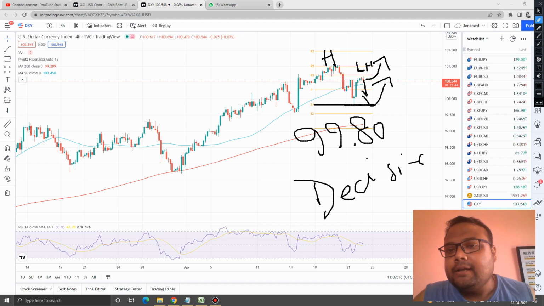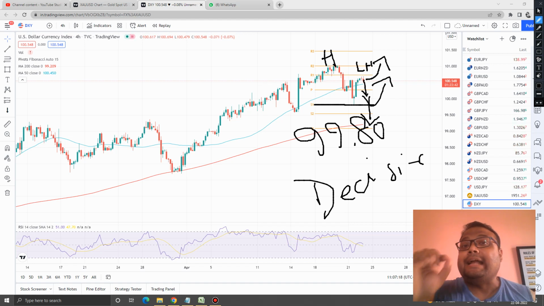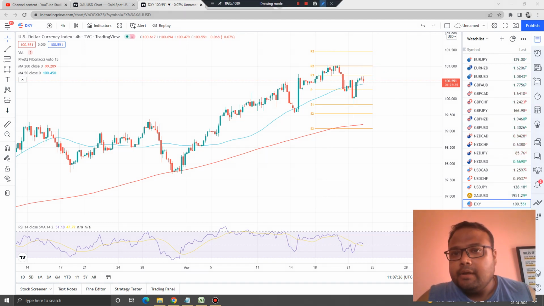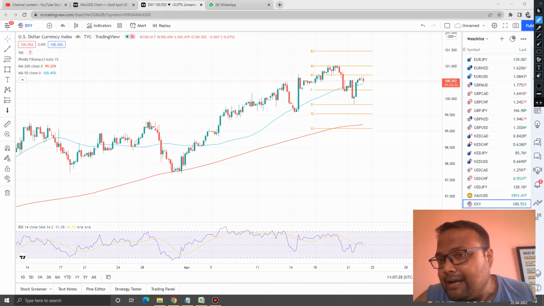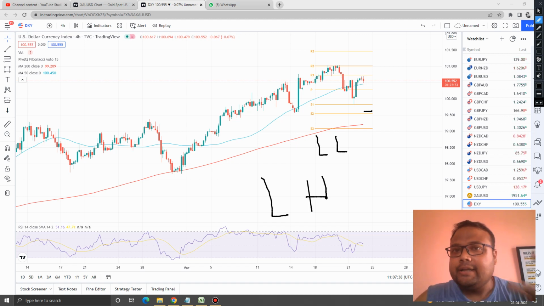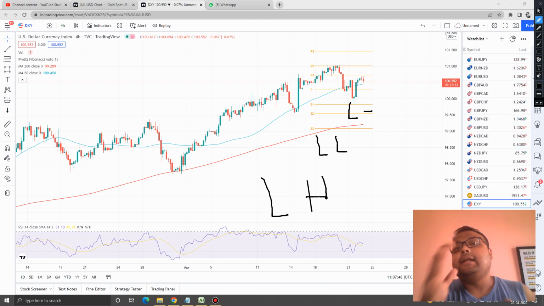But in case we see DXY breaking the level of 99.80 and going down, that will be a problem for us, because if DXY breaks the level of 99.80 and forms a new low, it means that DXY has formed a lower low in the market. It has already formed a lower high, and again a lower low in the market. So the lower high and lower low will signify that new sellers have joined the market and there will be a possibility of a trend reversal as well.